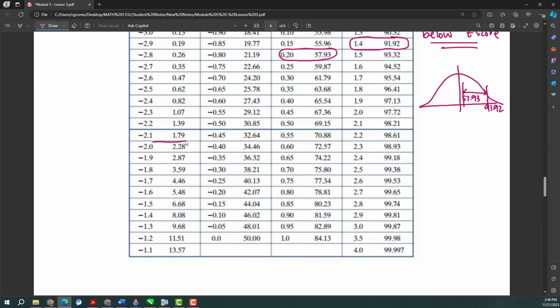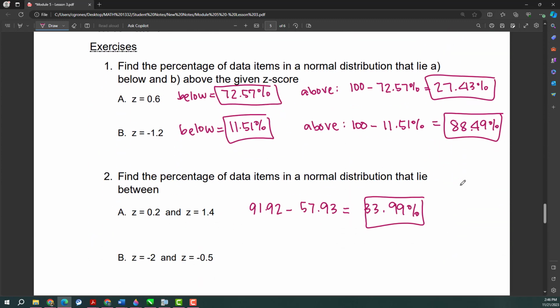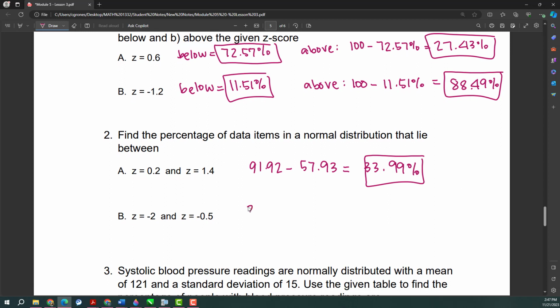Okay. On B, we've got -2 and then -0.5. So -2 is right here, and then -0.5 is right here. So we would have to subtract these two values, these two percentiles, to find what lies between. So 30.85 minus 2.28 should give us 28.57%.